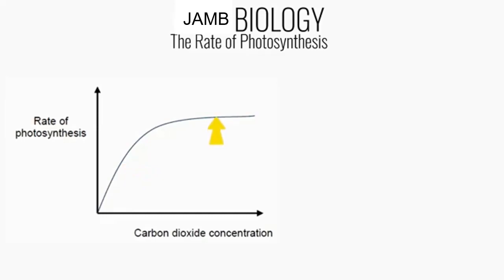So at this point, the graph flattens since an increase in the amount of carbon dioxide will no longer yield any increase in the rate of photosynthesis. So at this point, carbon dioxide is no longer a limiting factor. So as long as light and carbon dioxide are in good supply, the factor limiting photosynthesis will only be temperature.